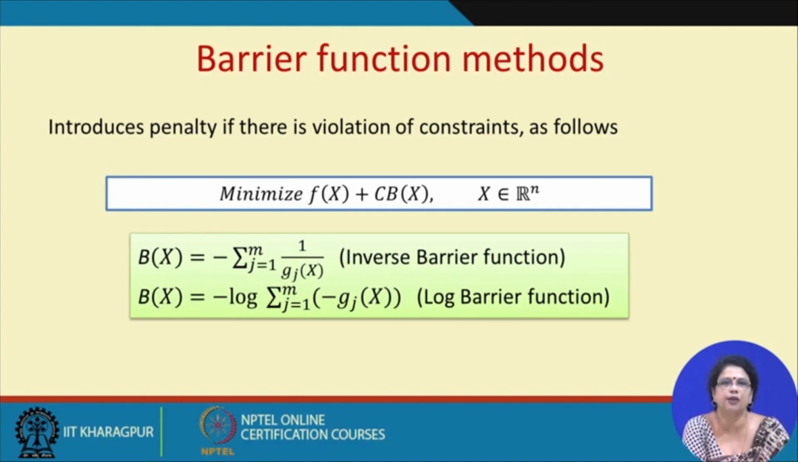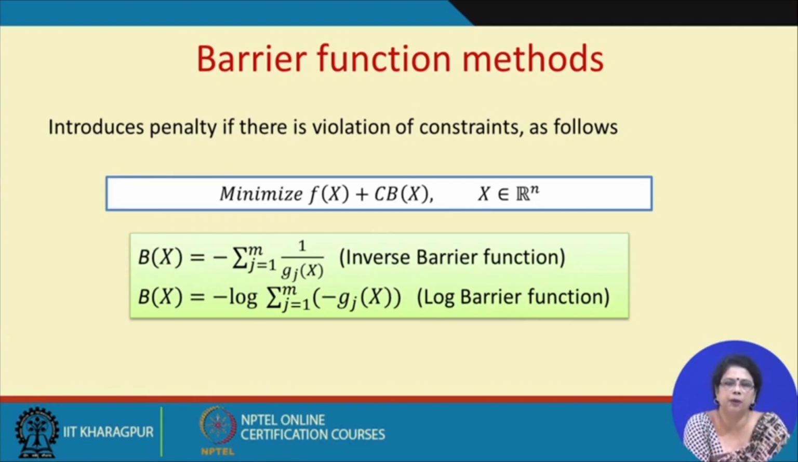There is another kind of barrier function, the logarithmic barrier function. There we consider the barrier function as minus log of minus g(x). That also gives you B(x) as positive, because g(x) is negative. Now, this summation is considered because it gives you the value for all constraints together. We consider all the terms for all g_j(x). This is the way we consider the barrier function.